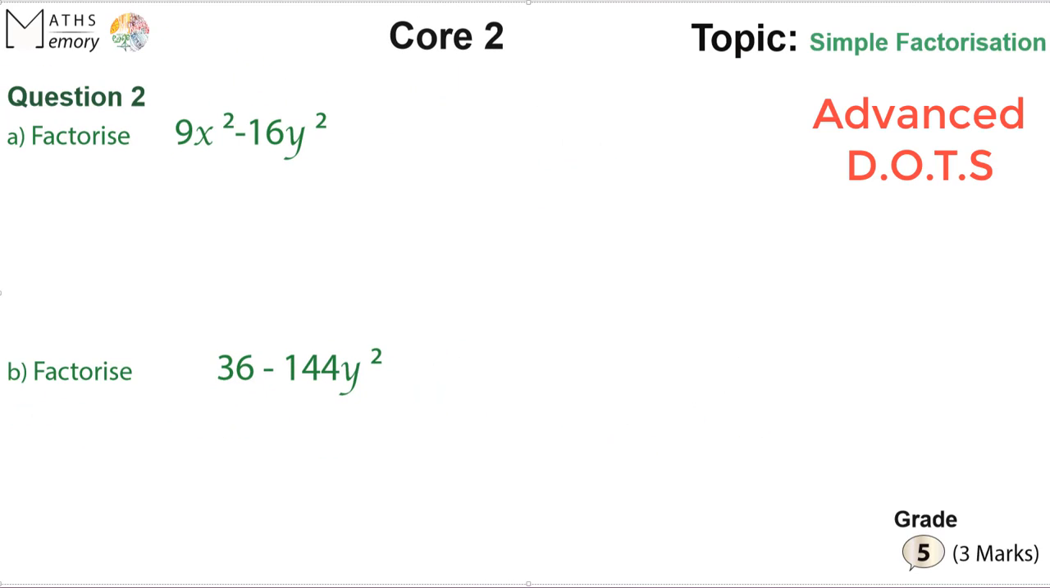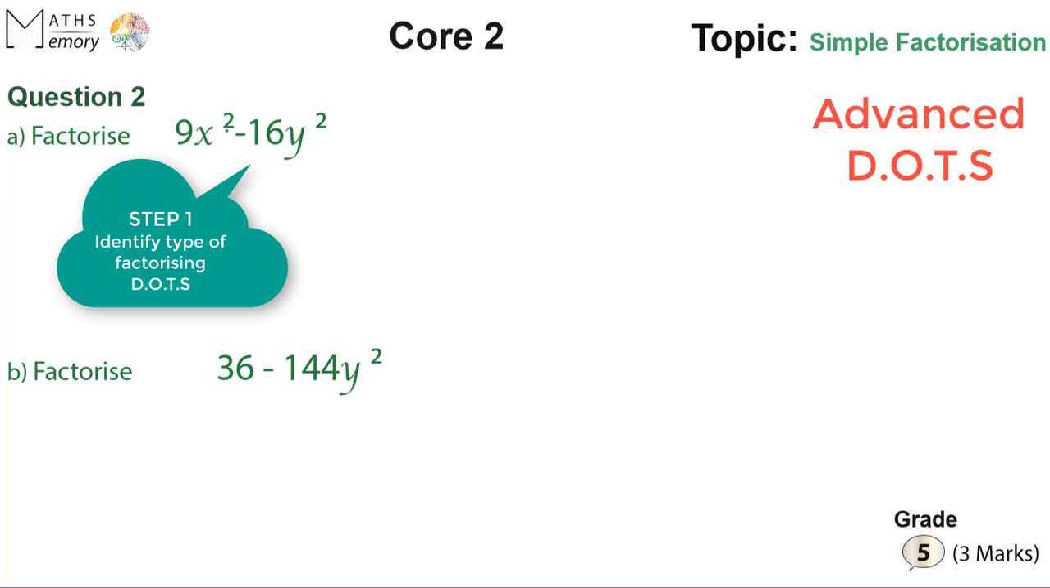Question 2, core 2. So press pause, write these questions down, press play when you are ready. So question 2 part A, we're dealing with something called dots over here, and we call it advanced dots. And how do we know it's dots? It's simply because we've got the x squared and the y squared within this.